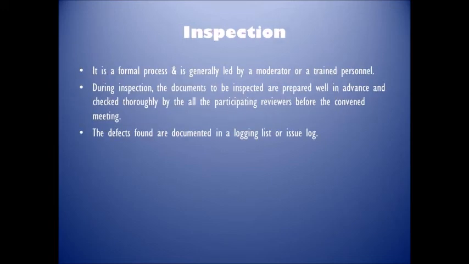Inspection. In an inspection, a work product is selected for review and a team is gathered for an inspection meeting to review the work product. The goal of the inspection is to identify the defects. It is generally performed by trained people. It is done to identify the defects at earlier stages.